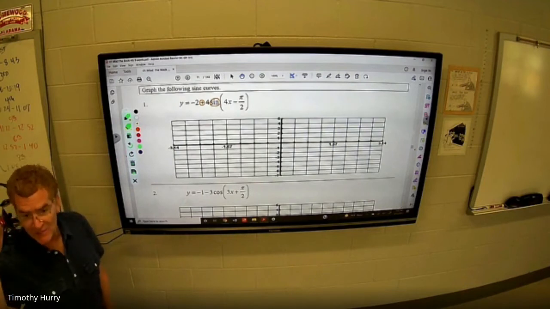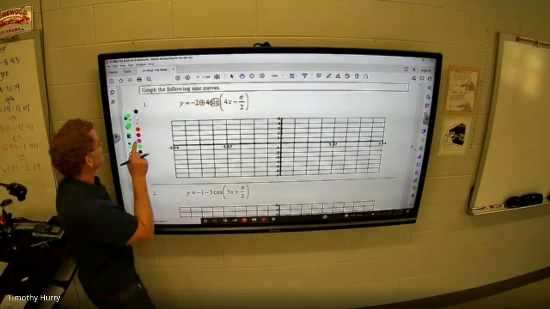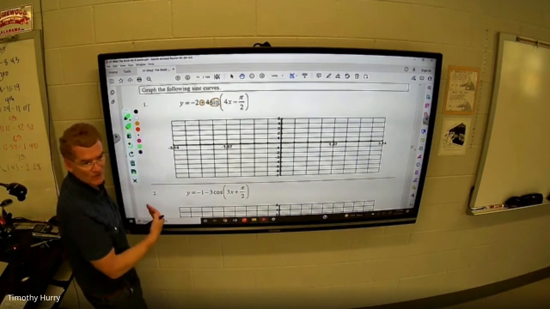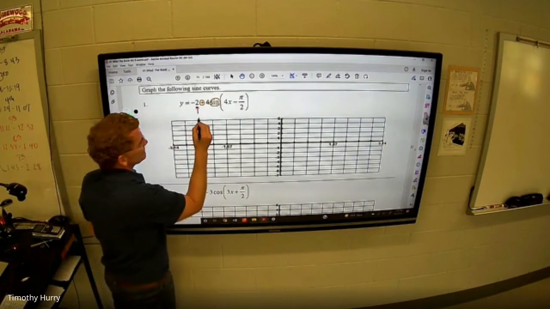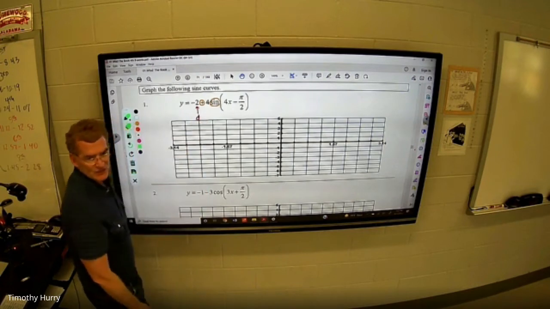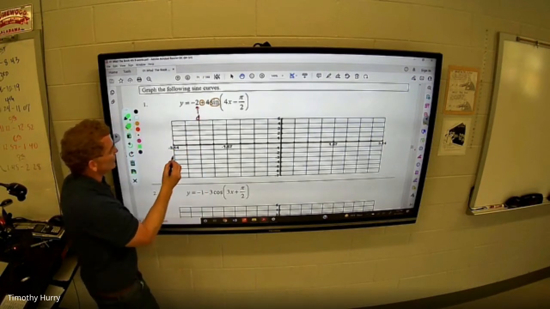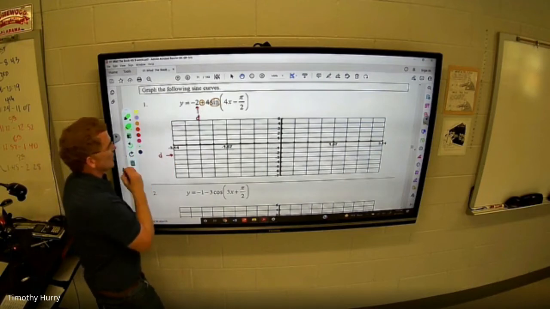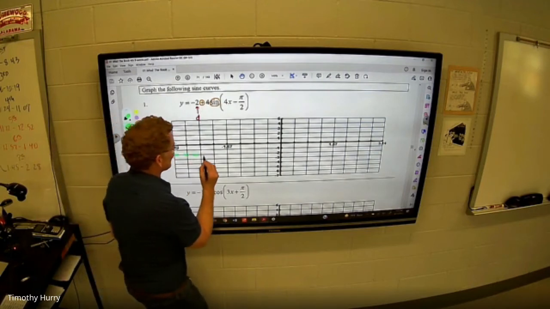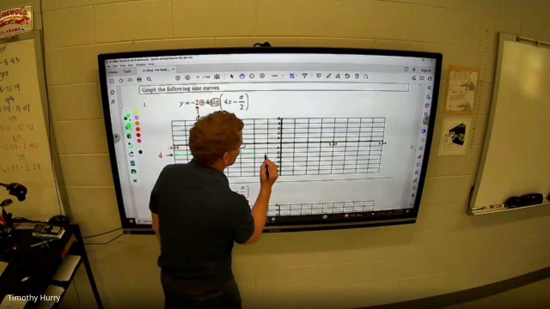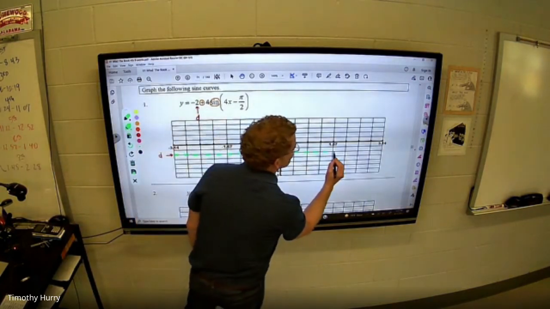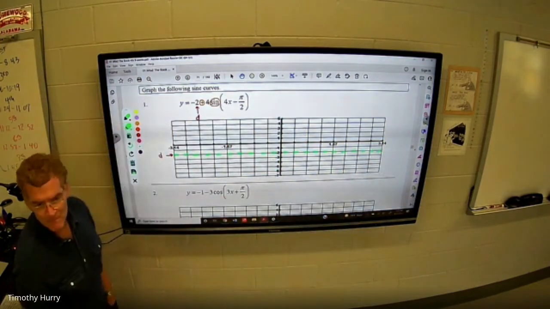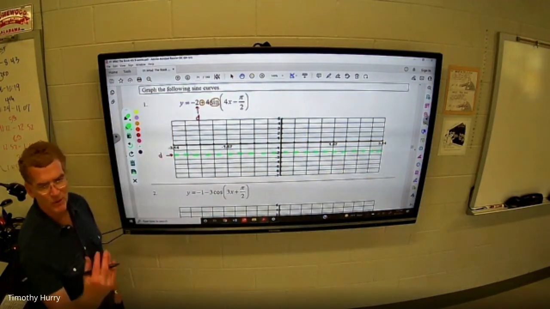So here is my thinking. What's the first thing I look at? D. I even listed them in order for you. Your D is what? -2. So I'm going to go down 2 right here. That's my D value. And I am going to mark a dotted line. And that is like my new x-axis, which is the middle horizontal line of my box.